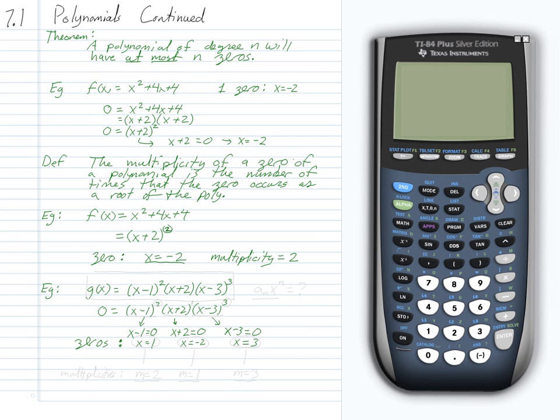And to figure out what each of their multiplicities is, I'll call it m, I'll just look at the power of the factor which gave us that zero. So x equals 1, we arrived at that by looking at this first factor, which has a power of 2. So this zero's multiplicity is 2. Our second zero, x equals negative 2, the second root of this polynomial, came from a factor which only showed up once. We have an implied power of 1 on that factor. So this zero's multiplicity is 1. And our last zero, x equals 3, came from this third factor, which occurs 3 times in the polynomial. So its multiplicity will be 3.